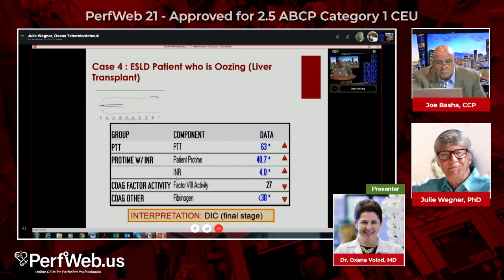However, I order factor 8 upfront. So what's the difference between all other factors and factor 8? The other factors are made in the liver. Factor 8 is made in endothelial cells. So if there is a liver disease coagulopathy, all the factors will be low except factor 8. Usually it will be either normal or high. Now, in this particular case a low factor 8 indicates to me consumptive coagulopathy, because everything was consumed, including factor 8.